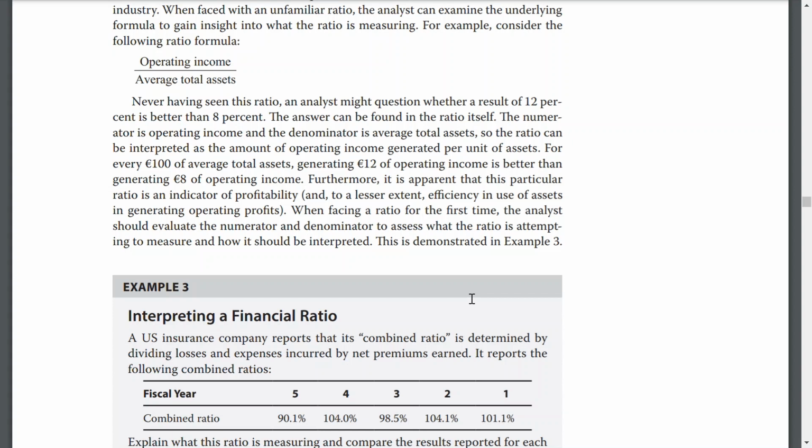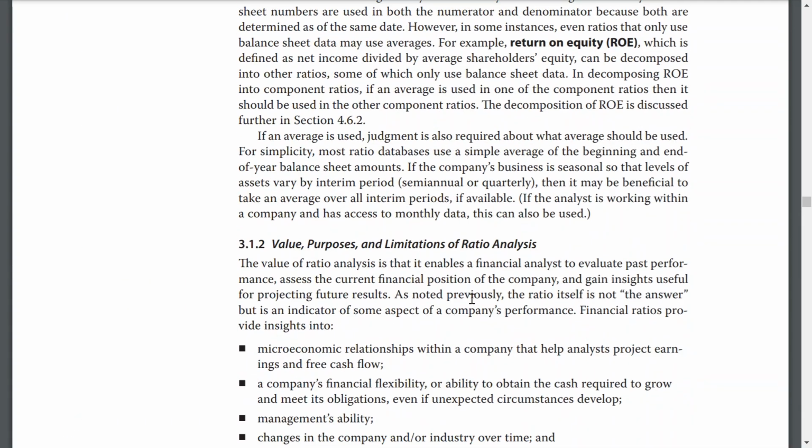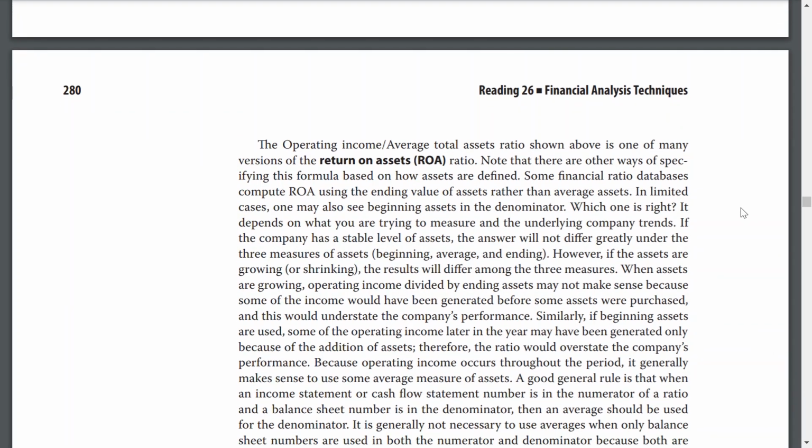When facing a ratio for the first time, the analyst should evaluate the numerator and denominator to assess what the ratio is attempting to measure and how it should be interpreted. To demonstrate, in Exhibit 3, the operating income to average total assets ratio shown above is one of many versions of the return on assets (ROA) ratio. Note that there are other ways of specifying this formula based on how assets are defined. Some financial ratio databases compute ROA using the ending value of assets rather than the average assets.